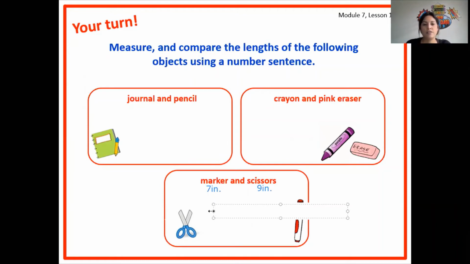I can use 7 plus what would equal 9? What do you think? 7, 8, 9. My answer is 2. Very good. So which one was longer, my marker or my scissors? My scissors. So the scissors are 2 inches longer. Or we could put the marker is 2 inches shorter. Very good.